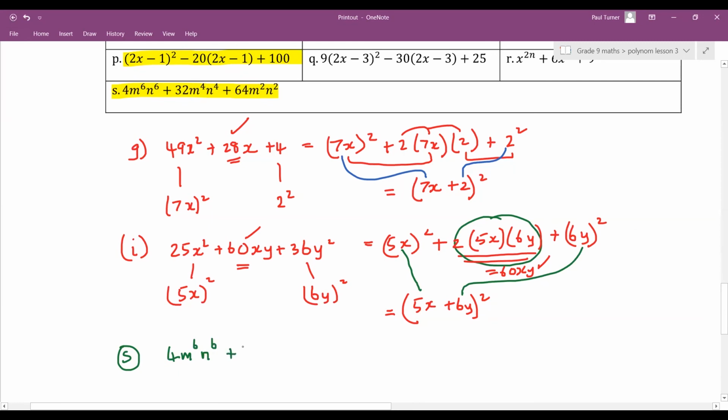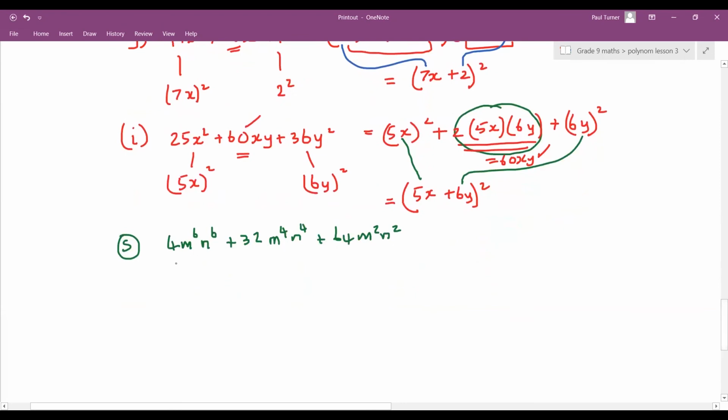Don't get too confused. 32m^4n^4, 64m^2n^2... n^6. That's an interesting one because it's got power 6, but you can still change this. Now, one thing to remember: (a^m)^n is a^(m×n). You multiply the powers in this case.